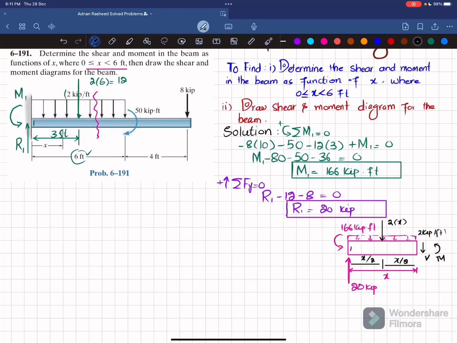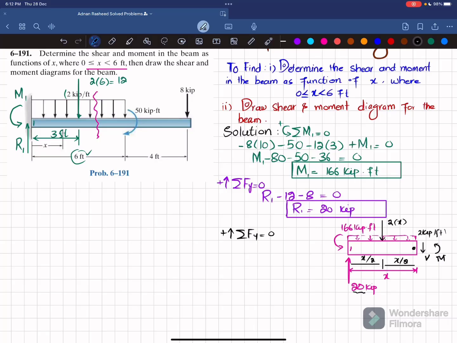So we'll find this V and M in terms of x. How will we find this? Let this be point O. We'll find M and V by using the equations of equilibrium. The first equation is that the sum of all forces along the y direction must be equal to 0, and upward force is taken as positive.